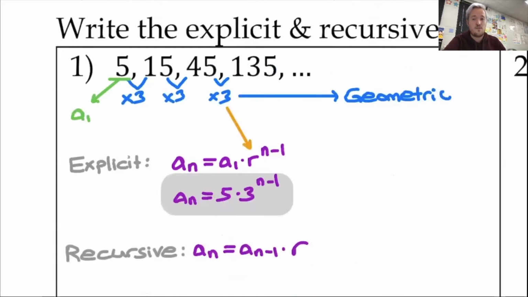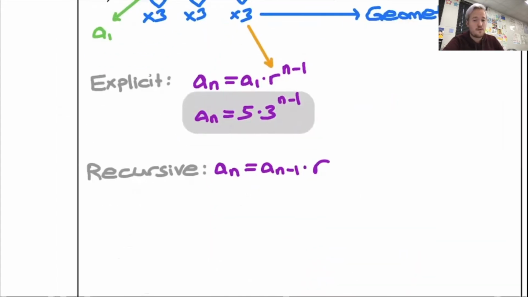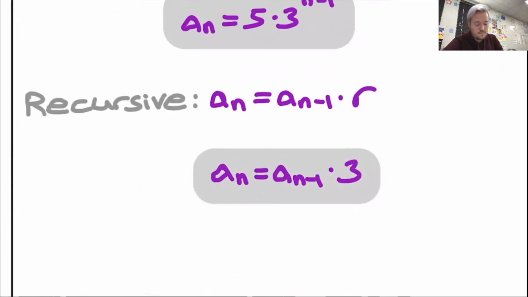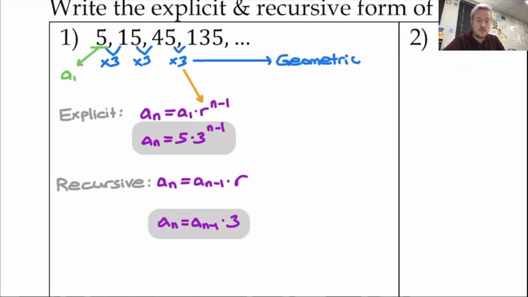Now we also need to write the recursive. All right, so for the recursive, the only thing you're going to plug in is your common ratio. So we said the common ratio was 3. So a of n equals a of n minus 1 times 3. So this is going to be our recursive form. So that's all we're doing for these. You just have to determine if it's going to be arithmetic or geometric, find the first term, identify the common ratio or difference, and plug it into the formulas.